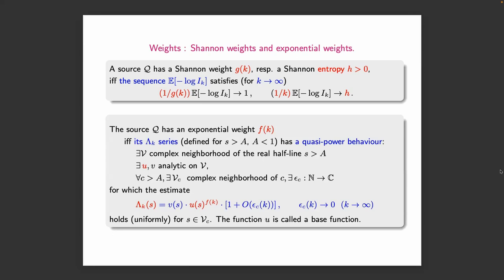Now the exponential weight. The definition is more complicated, so we skip the definition. We say, in fact, that the source has an exponential weight f of k if its lambda k series has a quasi-power behavior like this. You have a function u, and we consider lambda sub k of s. The main important thing is the red part here: u of s to the f of k. This means a quasi-power behavior. The remainder of the formula is less important, just remainder terms. But what is important is that we need some uniform behavior.